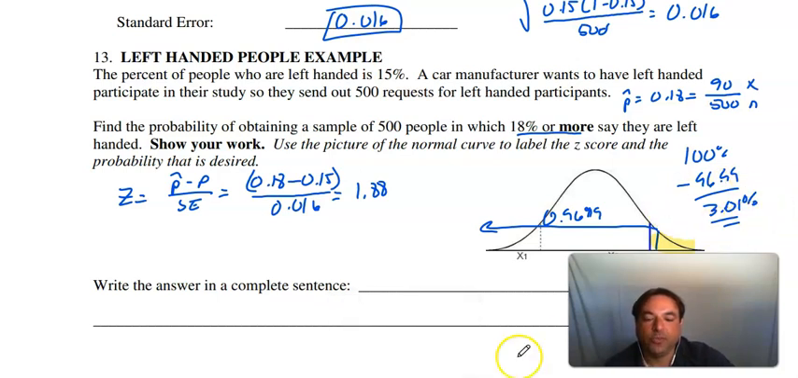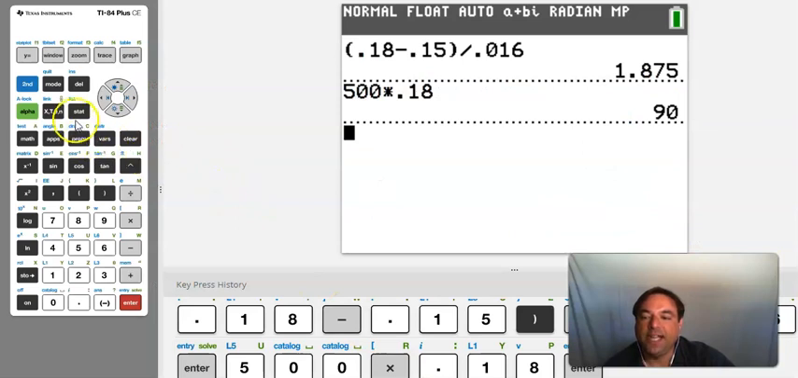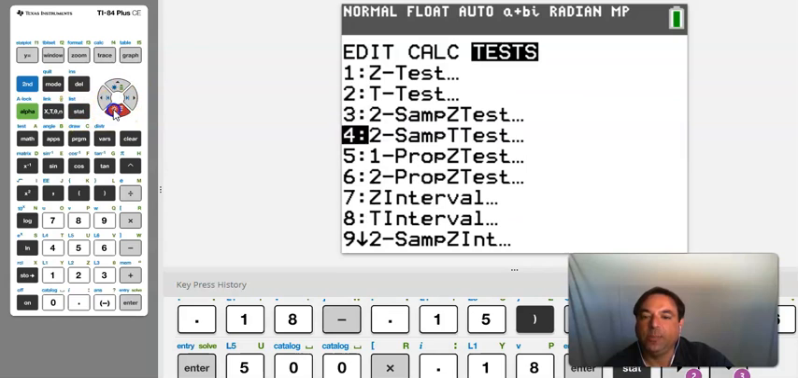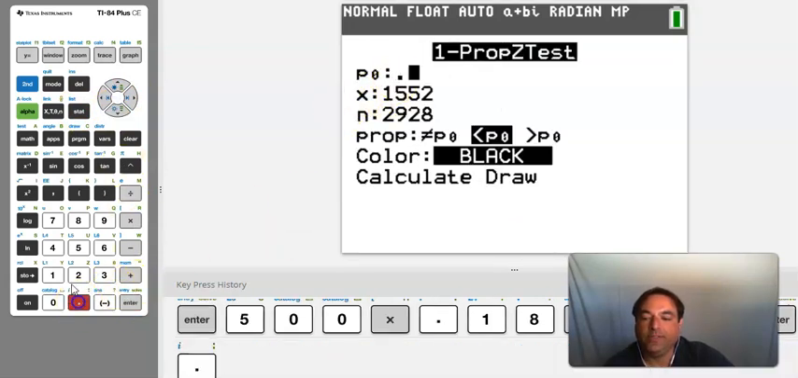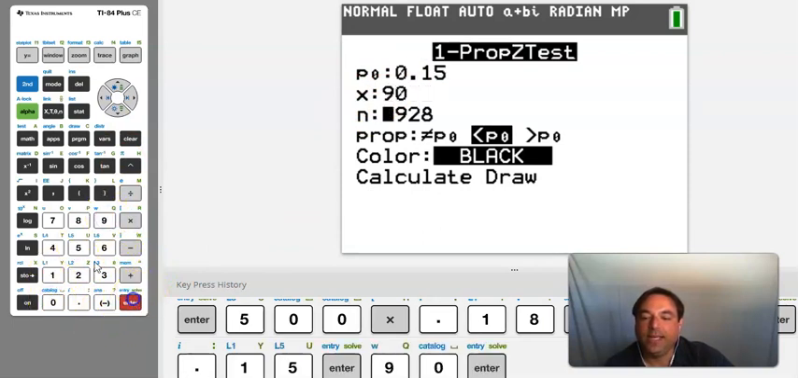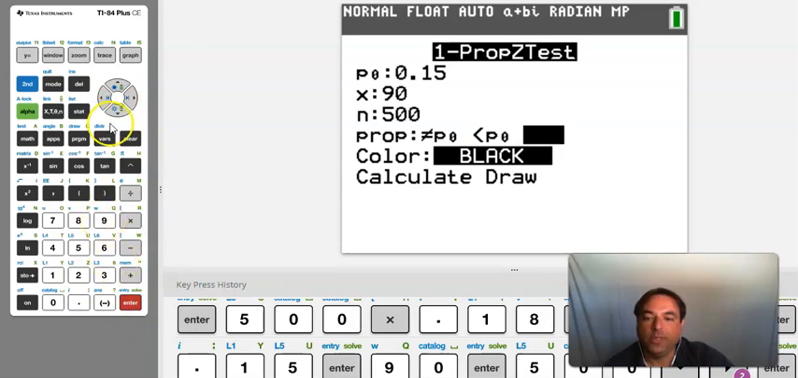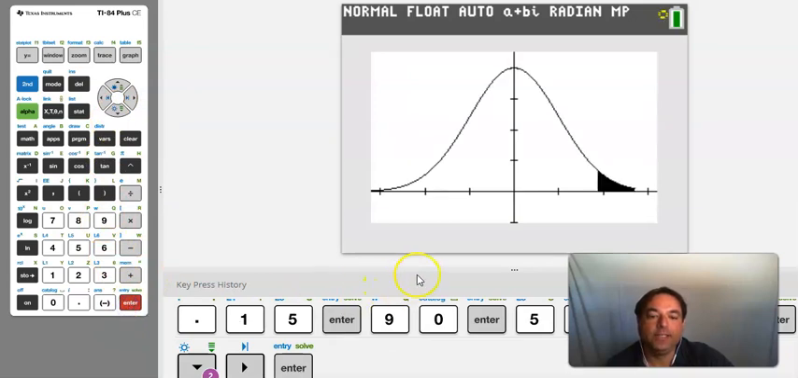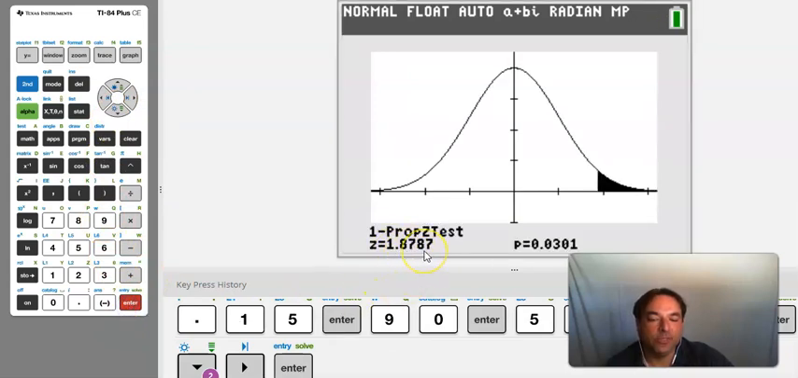Let's check if that answer is correct by hitting stat, to the right for tests. Go down to number 5, 1-PropZTest, p, which is 0.15 in this case, and then remember x is 90, n is 500. Remember, we're doing more than. Choose more than. When you choose more than, go to draw, and you get a z of 1.8787, which is close to what we got, and there's the 3.01%.